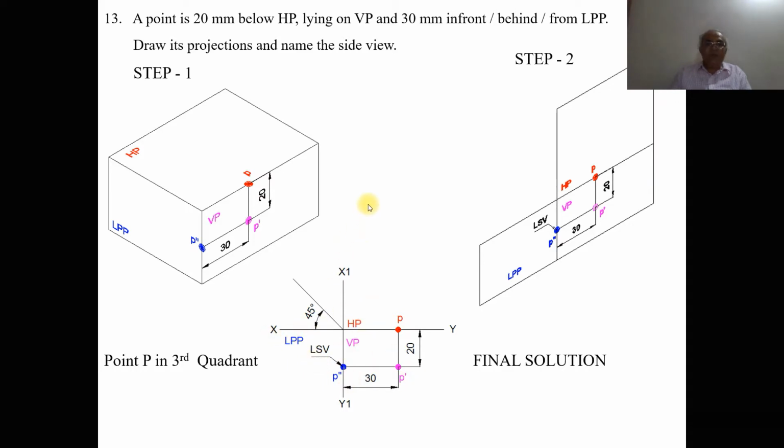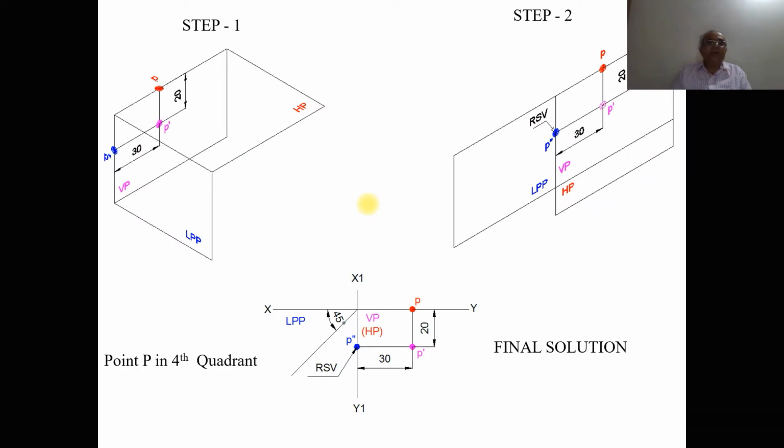Now we are going to try to solve the problem in the fourth quadrant. See how it will change. When you look from the front view, in the fourth quadrant it is below HP and in front of VP. Since it is in front of VP, it should obviously be in front of LPP. So when you look from the front view, I can see the distance in front of LPP by 30 mm, and also below HP is seen in VP.